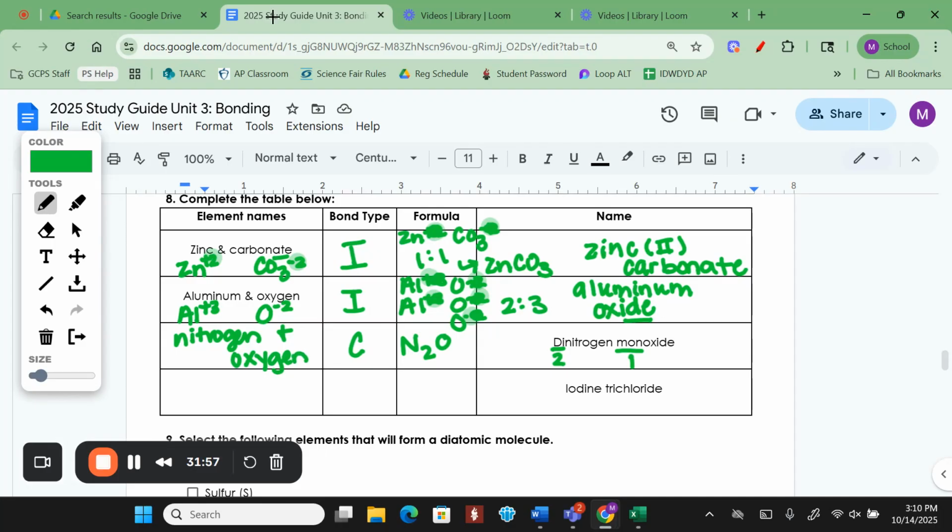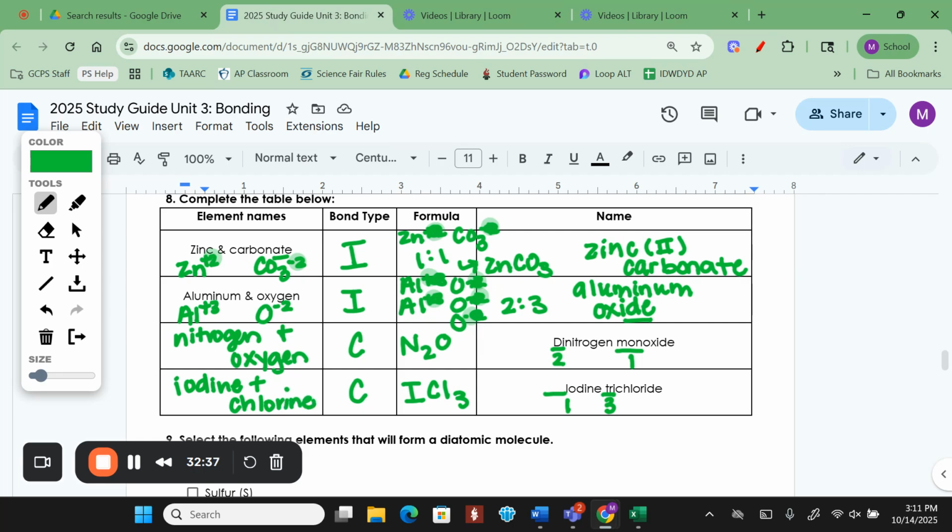For iodine trichloride, there is no prefix on the first element. That tells me that there is 1. Mono is a prefix that can only be used on the second element and not on the first. Trichloride tells me that there are 3 chlorides or chlorines. So this becomes I1Cl3. Again, because we have a prefix of tri here, we can see that that was a covalent bond made up of iodine and chlorine combining together.